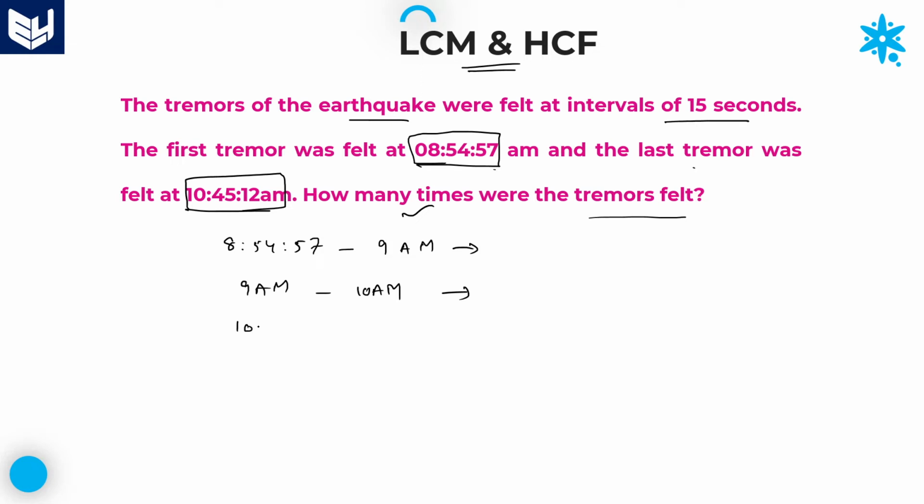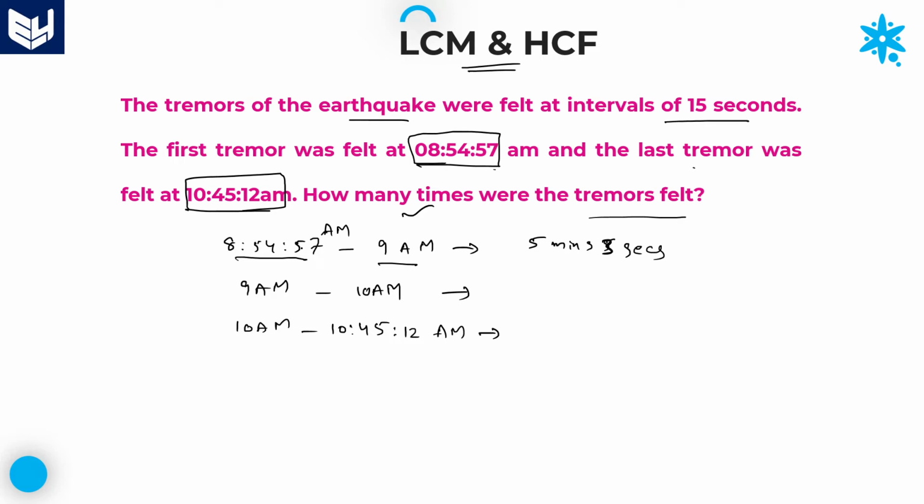And from 10 am onwards, the last tremor was felt at 10:45:12 seconds, that is am only. First of all, calculate the total time period. After adding all these values, you will get the total time period. To reach from this point to 9 o'clock, how much time is required? That is 5 minutes 3 seconds.